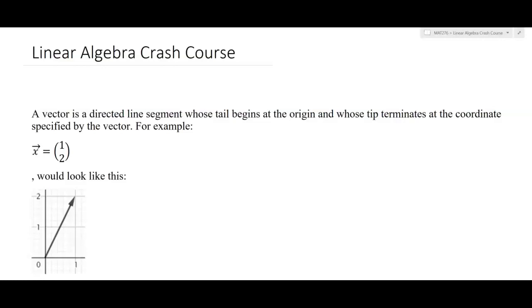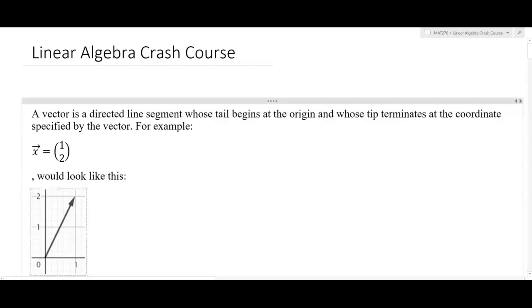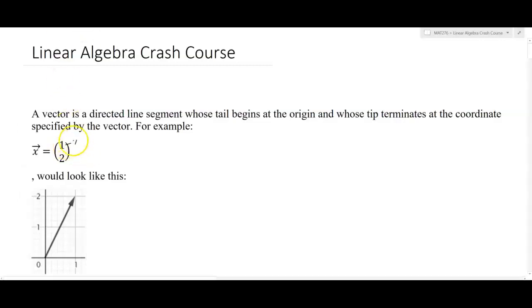So even though we still are thinking about this value here as the x value and this value as the y value, we can still call the vector x with an arrow over it, and that's different than what we're calling the component x. So this vector here has its tail at the origin and its tip at the point 1, 2. Now that's in standard form.